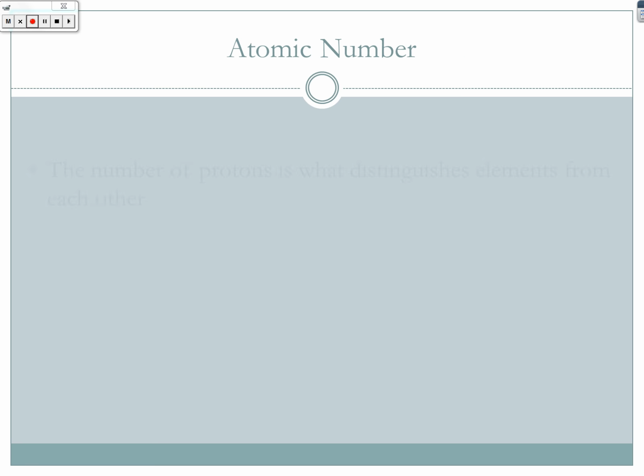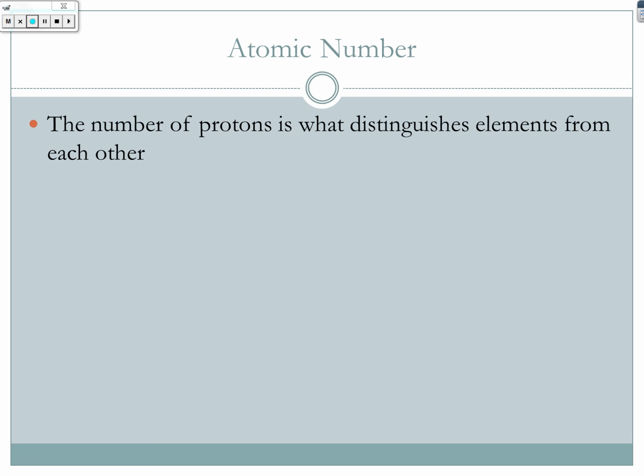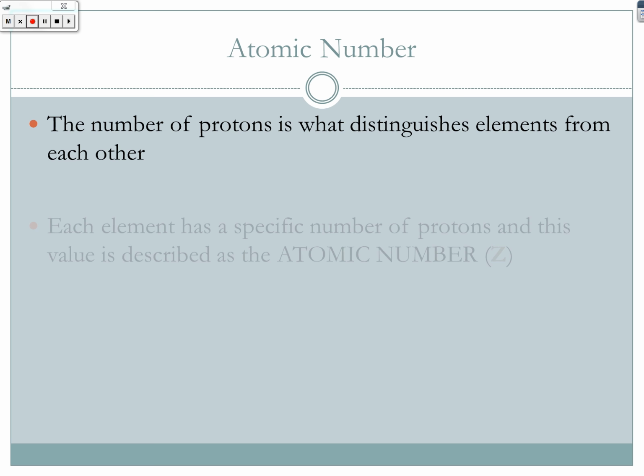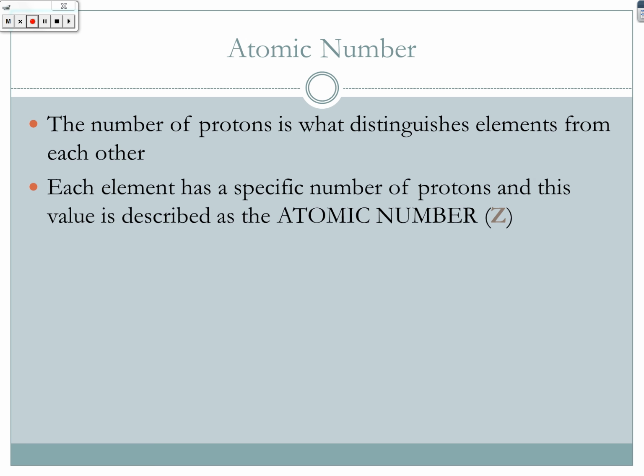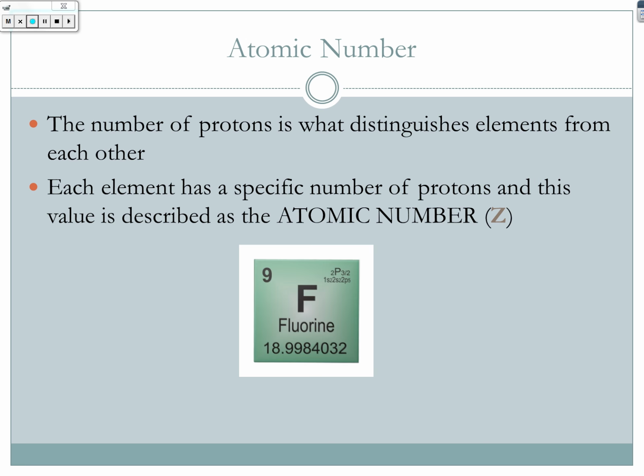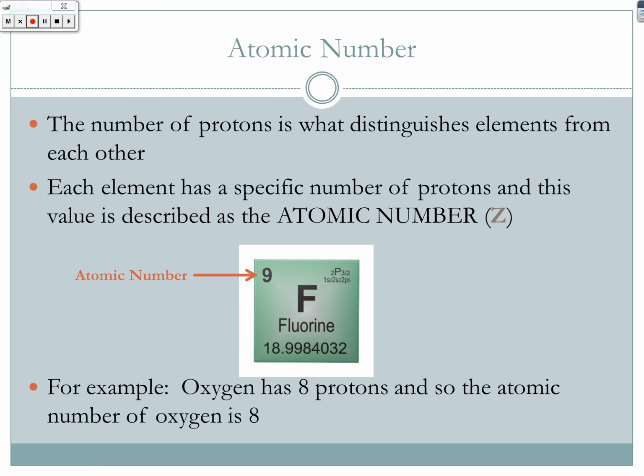So atomic number. The atomic number is what distinguishes elements from each other, and it's the number of protons. Each element has a specific number of protons, and this value is described as the atomic number, or Z. So for example, this is what a tile on the periodic table looks like, fluorine. The atomic number is 9, so fluorine has 9 protons in its nucleus. Another example would be that oxygen has 8 protons, and so the atomic number of oxygen is 8.